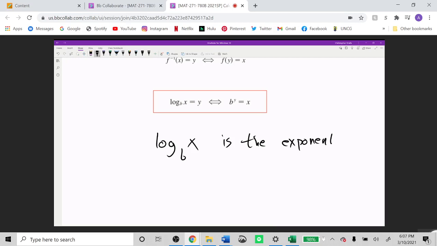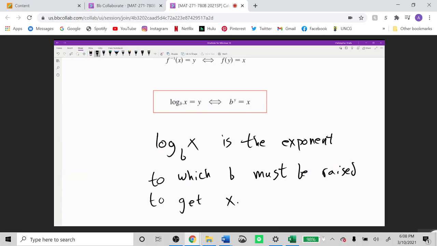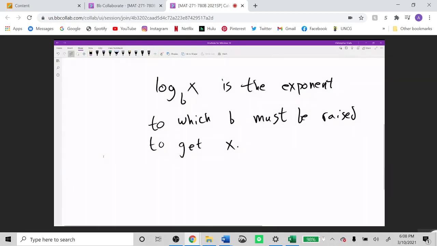The answer to this, whenever we evaluate it, log base b of x is the exponent to which b must be raised to get x. For instance, and this only works if x is greater than 0, but that's kind of trivial because the logarithm can only take values that are strictly greater than 0.